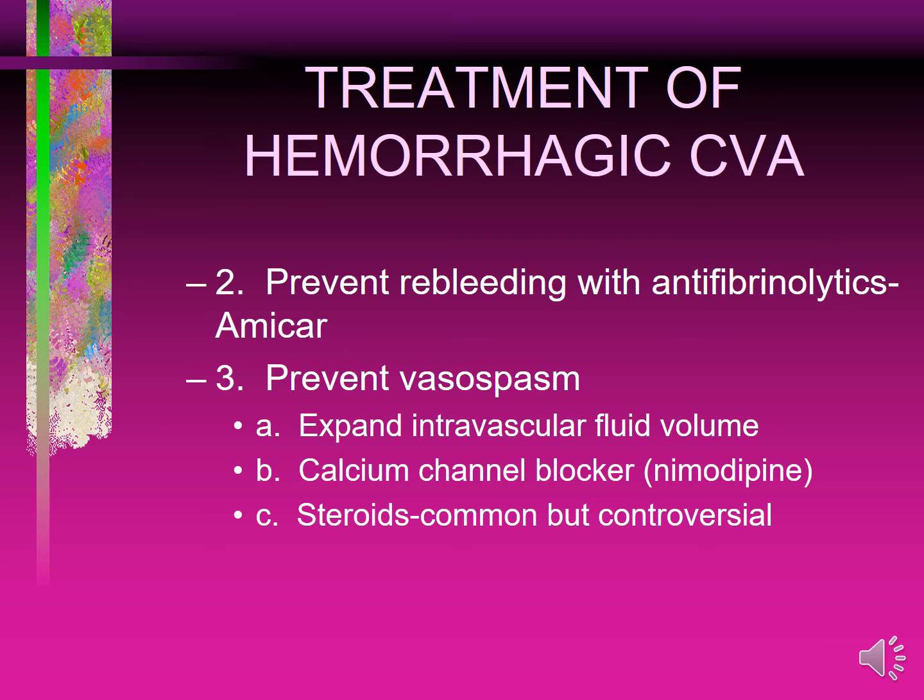And then the third thing we want to do is prevent vasospasm from occurring. And this is done by expanding the intravascular fluid volume and by giving a calcium channel blocker, nimodipine or Nimotop. And then sometimes they will use steroids to help prevent vasospasm as well. It's a common intervention, but it is somewhat controversial.